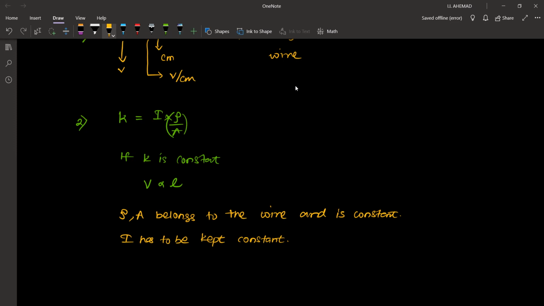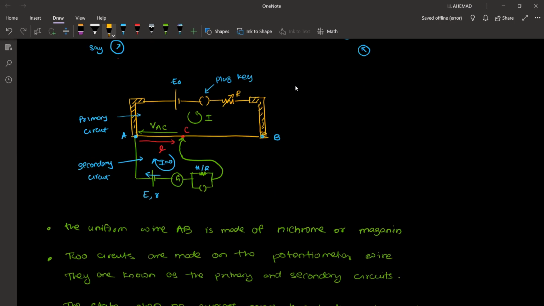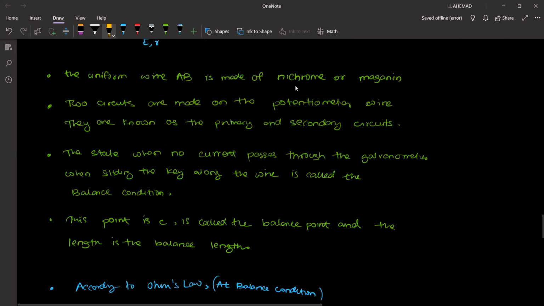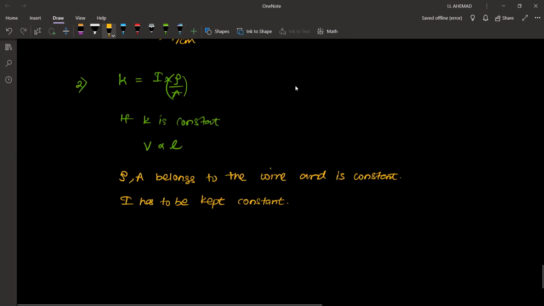So what is the problem with keeping I constant? When we keep this circuit connected, there will be a continuous current flow. When there is a continuous current flow, the internal resistance of the battery builds up and the charge in this battery reduces. Therefore, the current in this primary circuit will reduce. To avoid that, we have to use a battery that can provide constant current for a longer period of time.